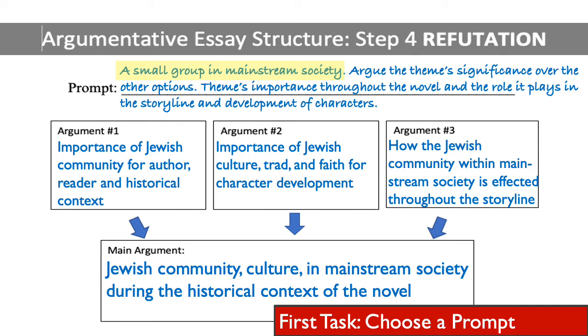So argument number 1, do they connect? Yes, each one's going to be talking about community. Okay, argument number 2, do they connect? Yes, each one's going to be discussing culture, that Jewish culture. And then how about argument number 3, does it connect in? Yes, the idea of mainstream society is connecting in. Okay, so I've basically taken my 3 arguments above, and I've just come up with some basic words. You'll notice in that main argument box, that's not even a complete sentence. I'm just giving you the main ideas of the argument so that I can try to formulate my thesis.